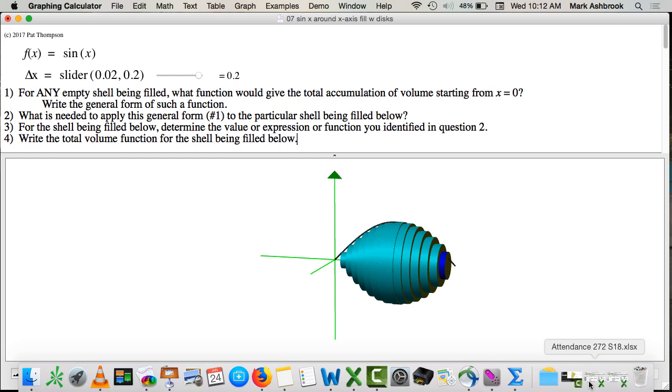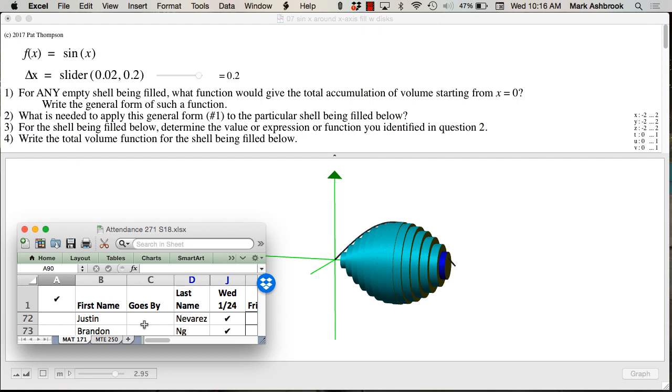So number 1 doesn't apply to this problem in particular. It applies to any problem. Number 1 and 2 are our general questions, not about this particular problem, but any. Okay? Go. Justin. Where's Justin? What'd you get for number 1?